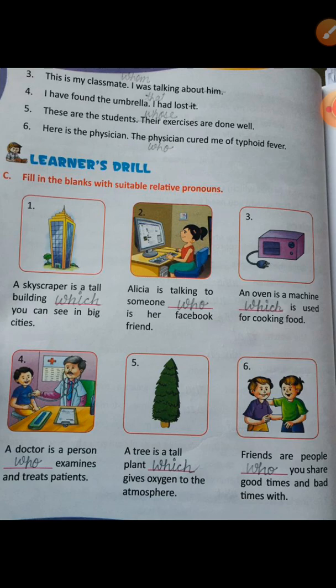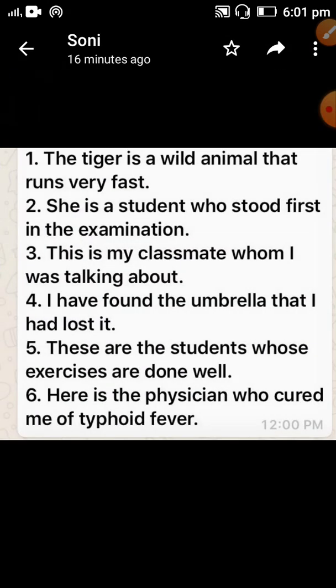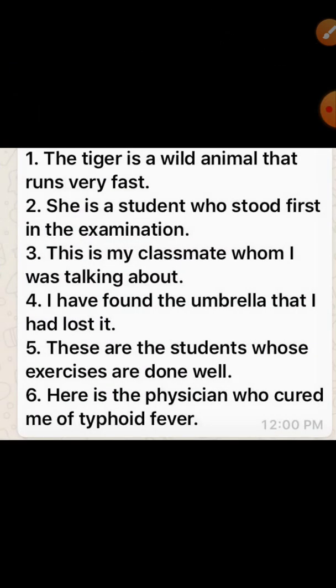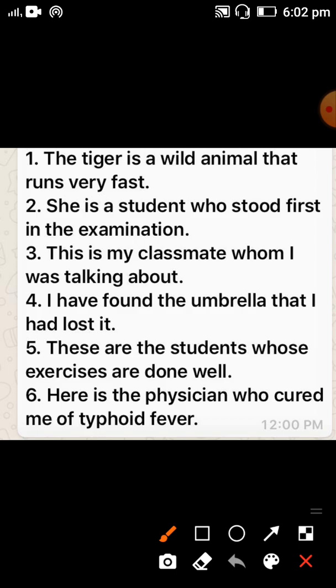So now come to exercise B. These are the answers. Please see. The tiger is a wild animal that runs very fast. She is a student who stood first in the examination. Then this is my classmate whom I was talking about. Then I have found the umbrella that I had lost. Student, it is also written here, so please remove it. Next, these are the students whose exercises are done well. Next, here is the physician who cured me of typhoid fever.